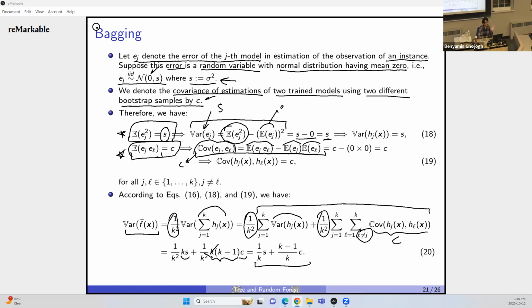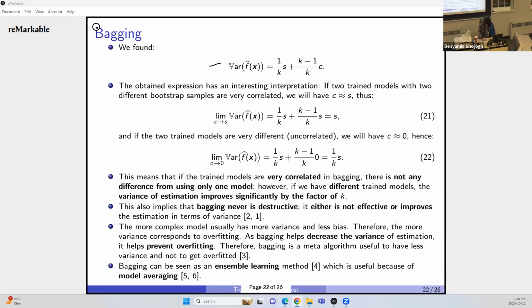Now it becomes interesting. Just focus for a few minutes and it's very interesting. So this is the variance of the aggregated estimation, right? Now, what if two trained models, with two different bootstrap samples, are very correlated, very similar to each other? What happens? C becomes almost S. Why? C was the covariance, S was the variance of one of them, right? Then I replace C with S. This becomes S.